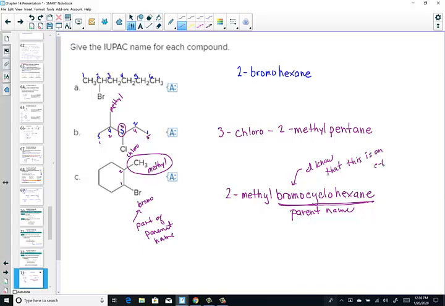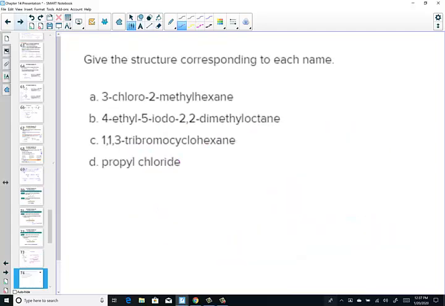So I don't say it in the name. I would not write 1-bromo, 2-methyl cyclohexane. And the reason is this is not needed because the halogen gets the priority. I know it's on carbon 1 and it becomes part of the actual parent chain. All right, good, good, good. We're seeing all kinds of good examples. Let's try the opposite direction.